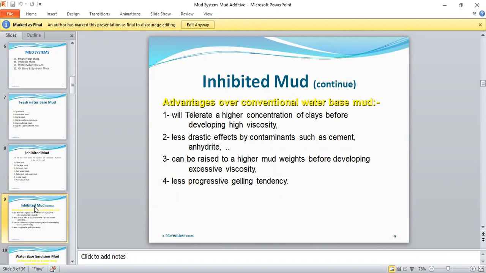Inhibited muds are less drastically affected by contaminants such as cement and anhydrites. Thus, contaminants do not affect them as badly as freshwater mud. When contaminants enter, because you already have some things in your mud to handle them, it doesn't cause too much problem. When we talk about cement, you may be drilling through limestone. Limestone is the same thing as cement. How does it affect your mud? And anhydrites, calcium sulfate. When they enter your mud, your inhibited mud system will handle it.